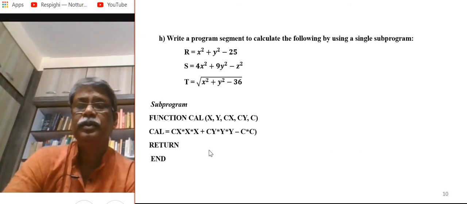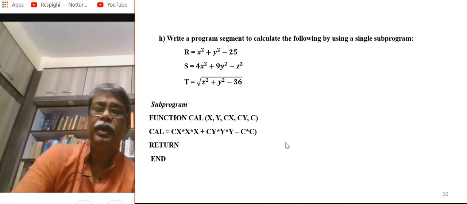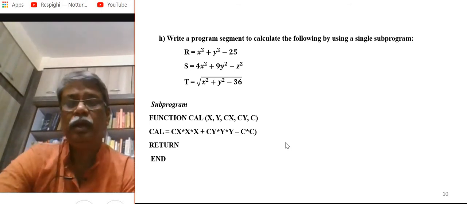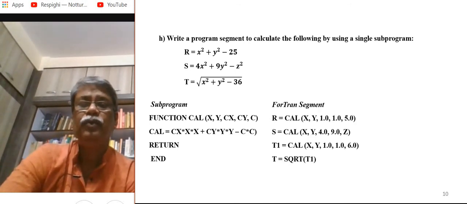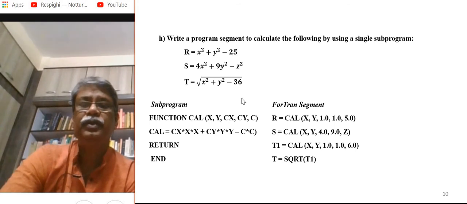That's why these are called dummy variables, because in some cases they will take some other value, 4, 9, in one case 1, 1, etc., and then return n. So this is the subprogram in a sketchy way. And now the Fortran segment can be like this. That is the main program part. When you are calling the first time for R, it is x, y, 1, 1 because the coefficients are 1, 1, and it is 5 because c is 5 and it is c square, so 5 square.